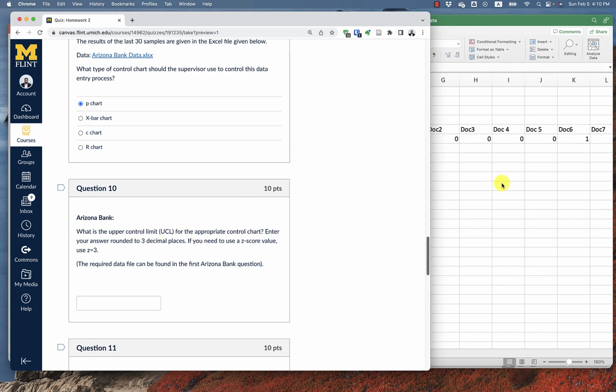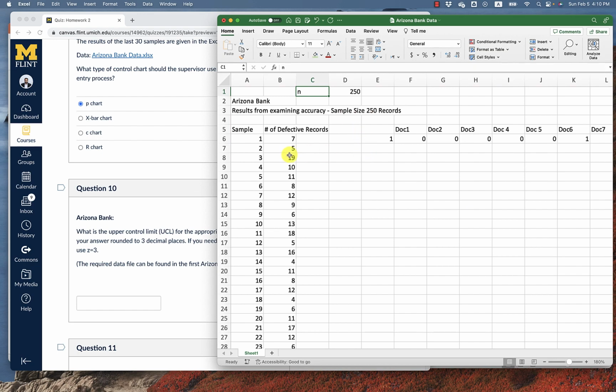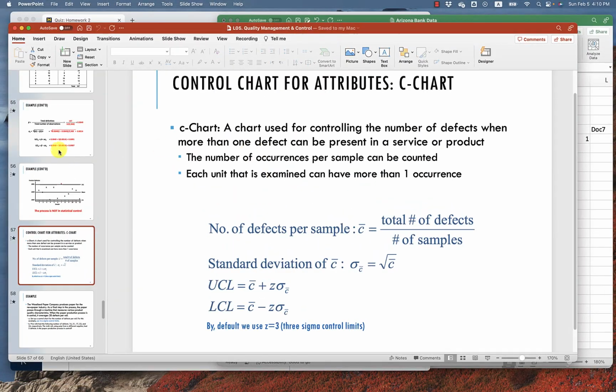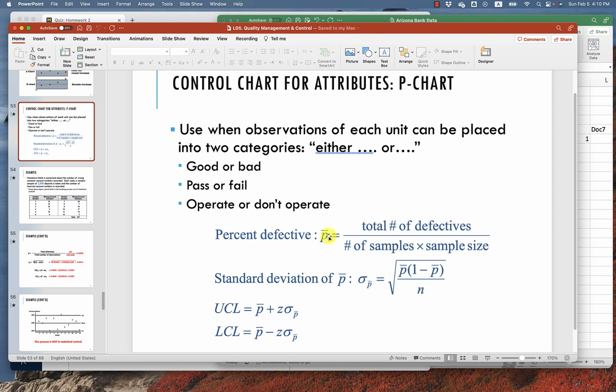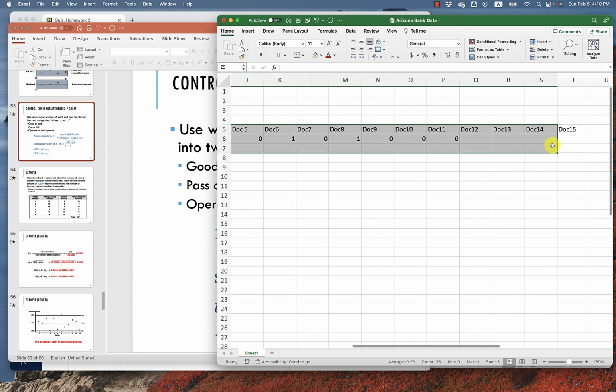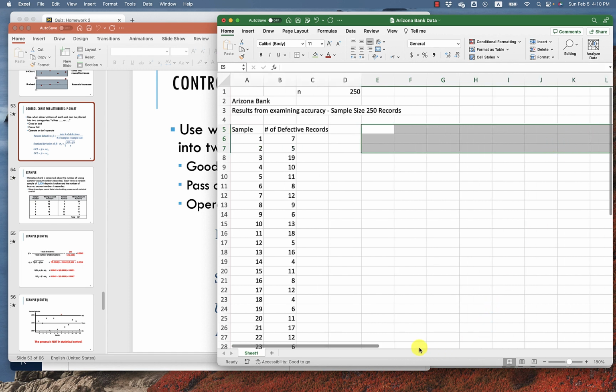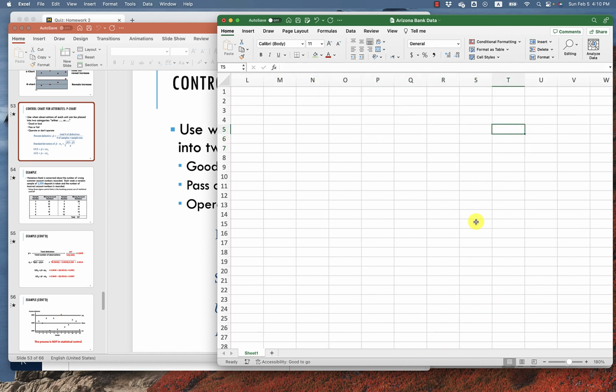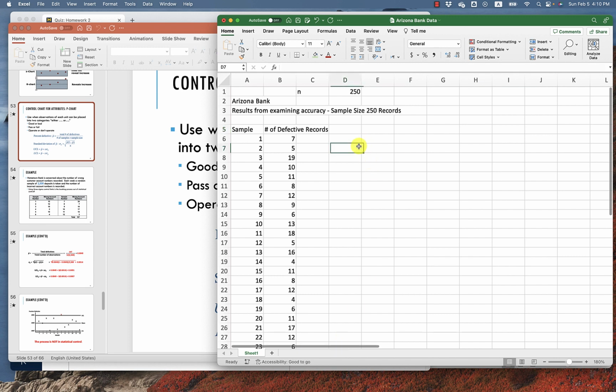We have the upper and lower control limits. We have to use the 3 sigma control chart, so Z is 3. So if you go to the slides, the first thing we have to find is P bar. P bar is total number of defectives divided by number of samples times sample size. So the total number of defectives, we can do here, let me delete this thing I made to explain to you guys how the raw data would look. Okay, so let's do it here.